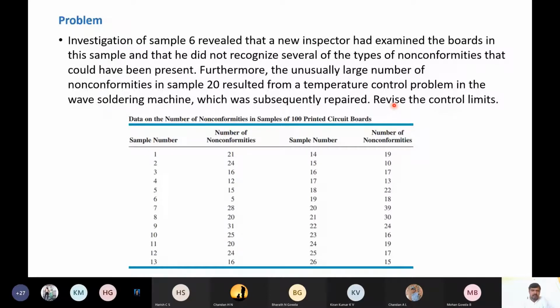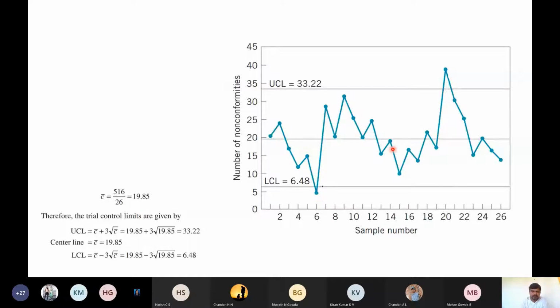So here it is a problem related to circuit boards, PCBs. Because of manual labor there is a problem, and that is one assignable cause, because of the inspector, that is the quality engineer. Another assignable cause is related to temperature control. So now we have to revise the control limits. Earlier you got 2 points, 6 and 20, out of the control limits. Now, if they ask you to revise the control limits, what is the procedure? That we will discuss now.